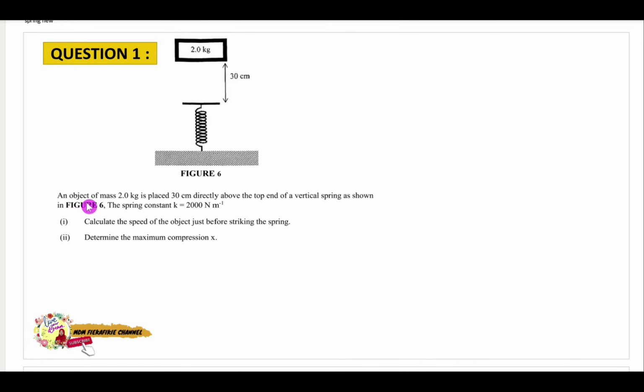Alright, so an object of mass 2 kg is placed 30 cm directly above the top end of a vertical spring as shown in figure 6 here. The spring constant is given 2000 Newton per meter. So we want to calculate the speed of the object just before striking the spring. Okay, so kita nak cari berapa speed of the object.